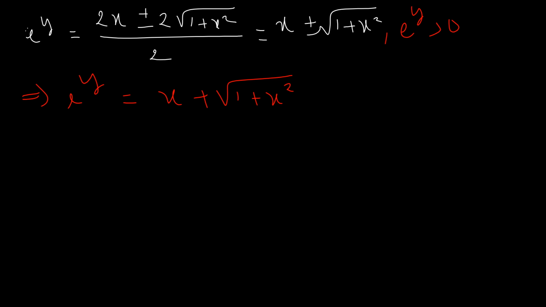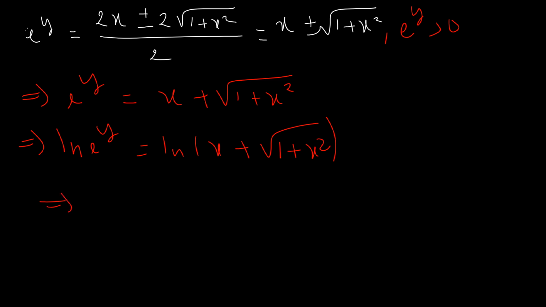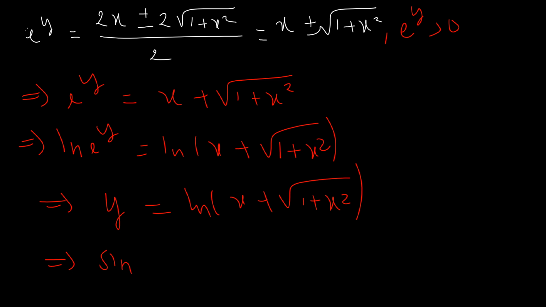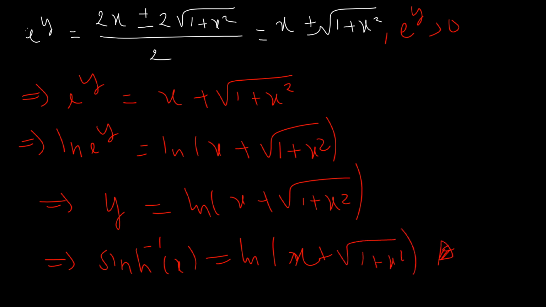Okay, so from here we need to take ln on both sides. So ln e to the y will give us the ln of x plus the square root of 1 plus x squared, which means that y will give us the ln of x plus the square root of 1 plus x squared. But what is y? It was sinh inverse of x, to give us the ln of x plus the square root of 1 plus x squared. So that is it as required. We are done with that.